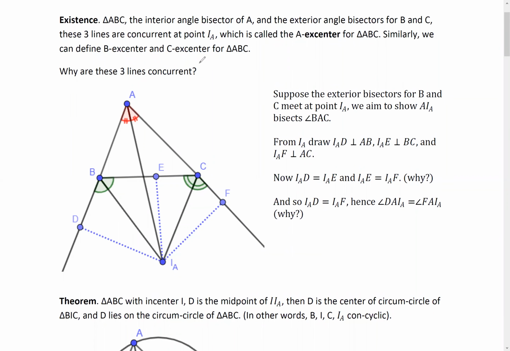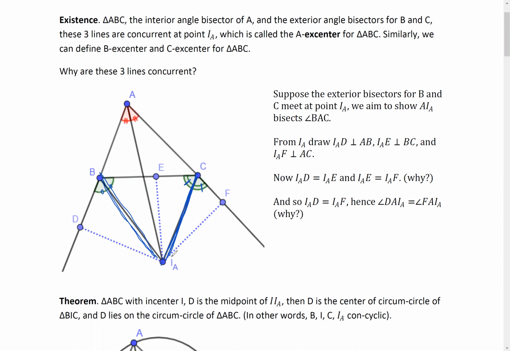Today we're going to introduce the concept of excenter for a triangle. Given a triangle ABC, let's look at the exterior angle bisector for angle B and angle C. The exterior bisector for angle B right here. This is the bisector, right? The exterior bisector for angle C, this one. So this is the bisector. In theory, they're going to meet at a point, right? Let's call that IA.